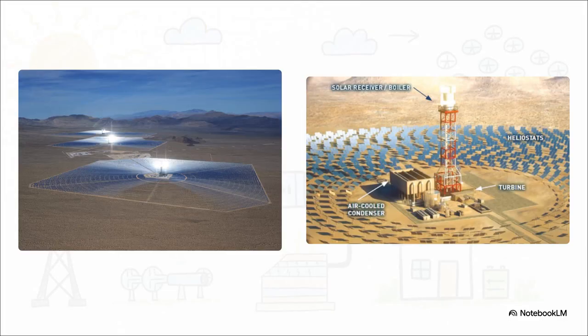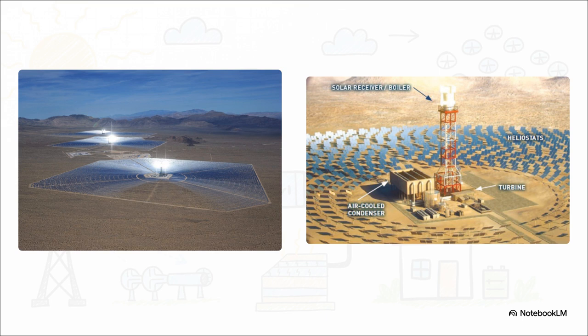It's wild. And the way this huge 377-megawatt facility actually works is brilliant. All 300,000 of those heliostats focus their light on a solar receiver boiler at the very top of the tower. Water flowing through the pipes inside that boiler absorbs this intensely concentrated energy and just instantly vaporizes into superheated steam. That vapor gets blasted straight down into a turbine located at the base of the tower.